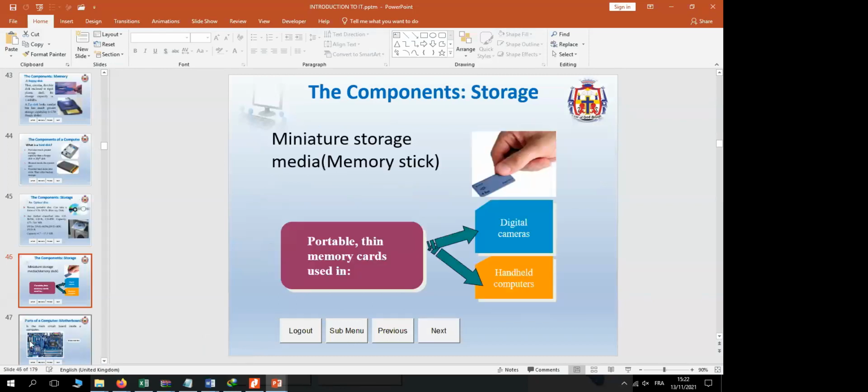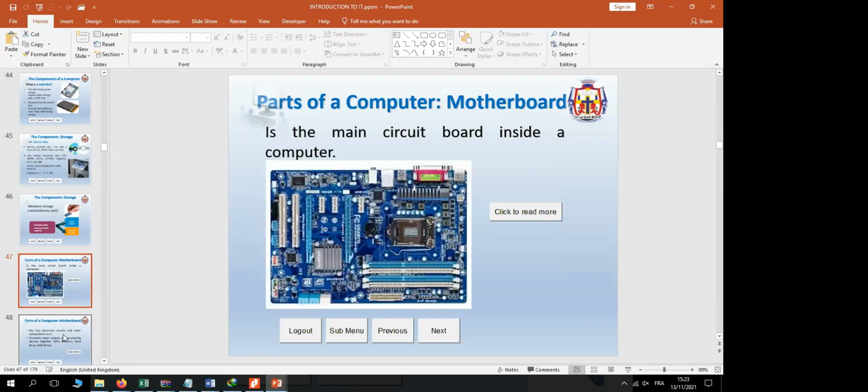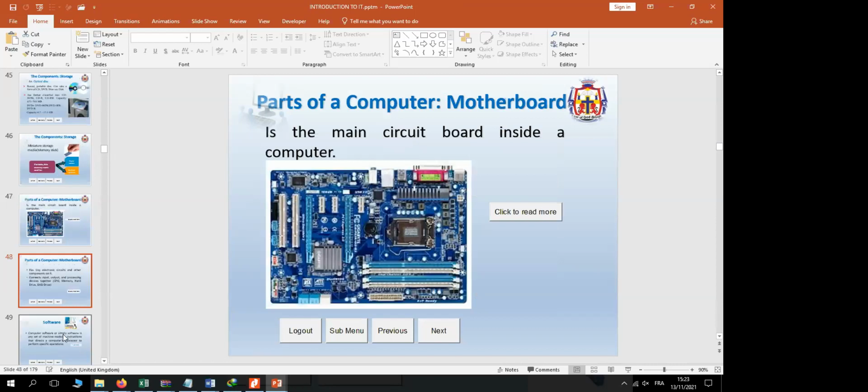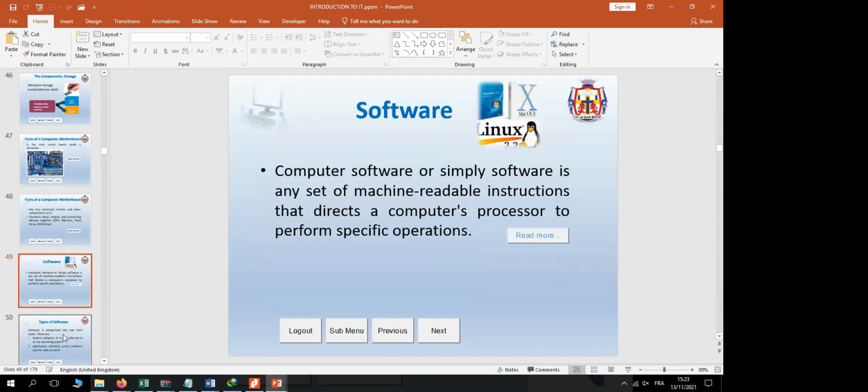We have other disks such as these memory sticks, which are too small. In most cases, they are used in portable devices such as mobile phones, cameras, and many other small portable devices. Then we talked about the types of computers. I think you don't need to waste a lot of time on this. Then, having talked about the hardware components, let's also talk about the software.